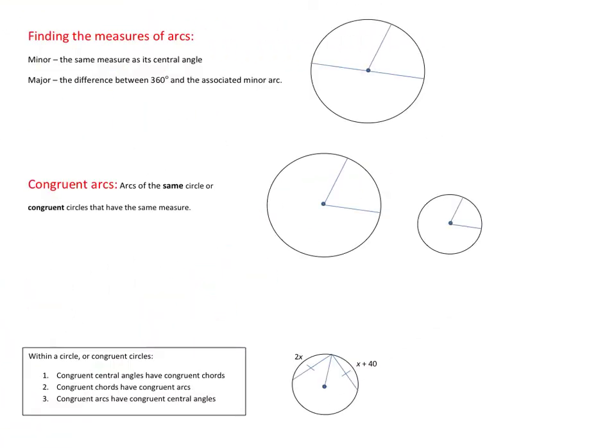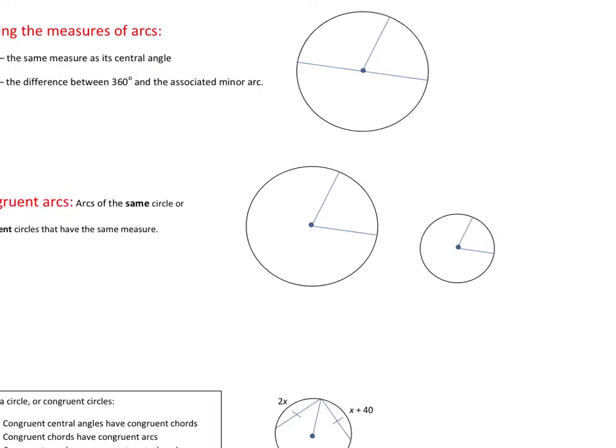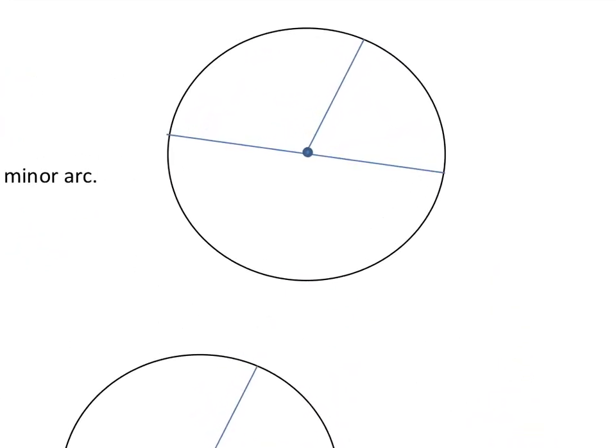Finding the measures of arcs. In a minor arc, it's just the same measure as the central angle. So in this example, if your central angle is 60 degrees, and here's point A and B, then you know that your minor arc is also 60 degrees. So the measure of arc AB equals 60 degrees. Arcs are measured in degrees just like angles.